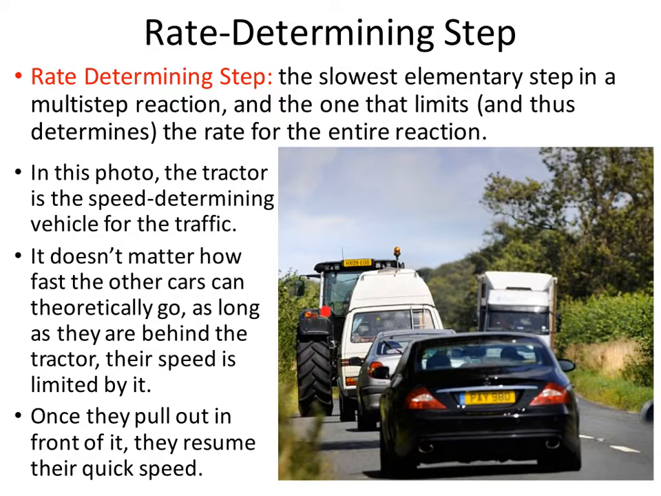Now, once this tractor moves out of the way, these cars can just pull ahead and go as fast as they can in their theoretically really, really high speed. But as long as they're behind here, they're limited. So the same thing happens for a reaction. We might have a number of steps that they take, step number 1, step number 2, step number 3, and altogether you're going to get your target equation.